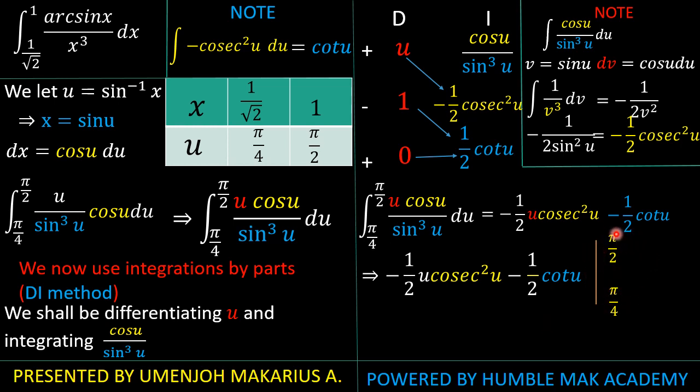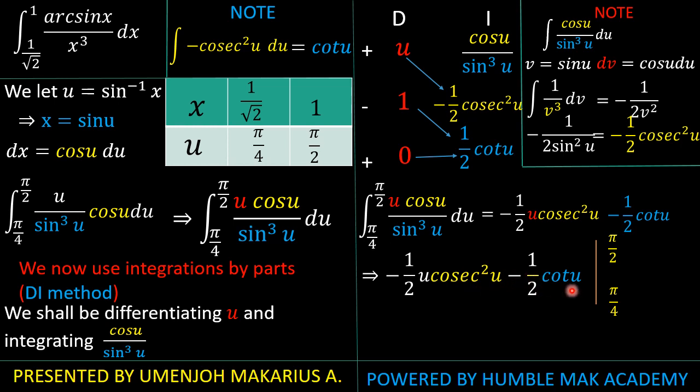So if we plug in pi over 2 here, guys, we are going to have negative 1/2 pi over 2. Then what is the value of cosec squared pi over 2? Keep in mind that cosec squared is 1 over sine squared, and sine pi over 2 is 1. So this simply gives us just 1.